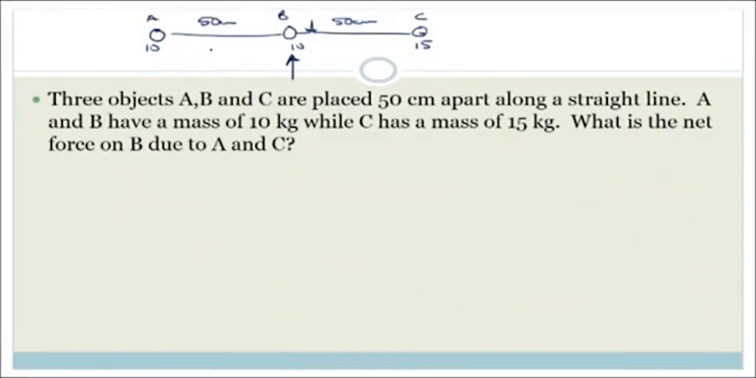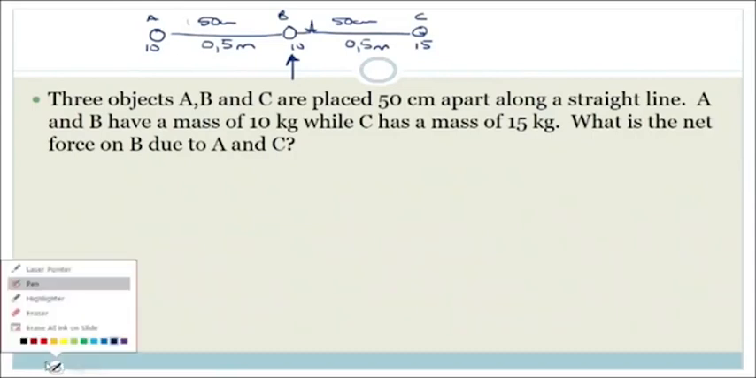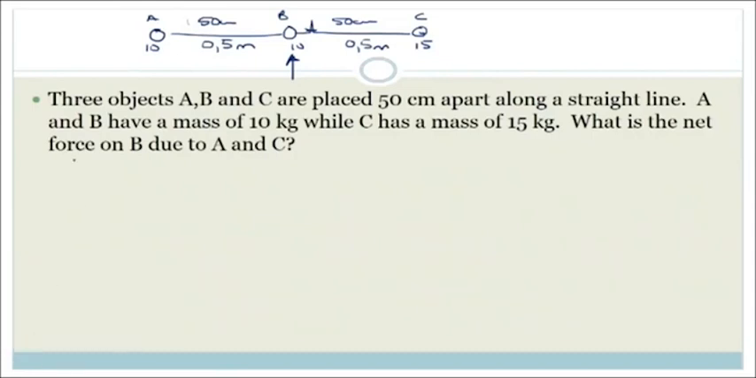Okay, so first of all, what's wrong with these measurements? These are centimeters and they need to be in meters. So how do we get from centimeters to meters? We divide by 100. So if we divide it by 100, it becomes 0.5 meters and 0.5 meters. Now, in order to find the net force, do you remember that the net force, F net, is always the sum of all the forces? Okay, it's always the sum of all the forces.